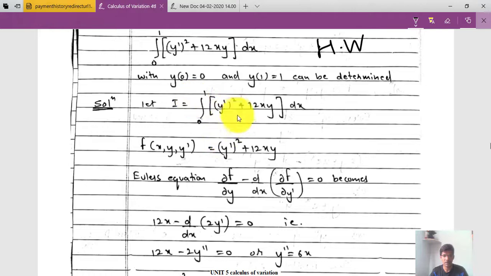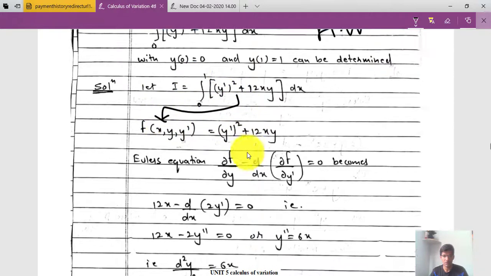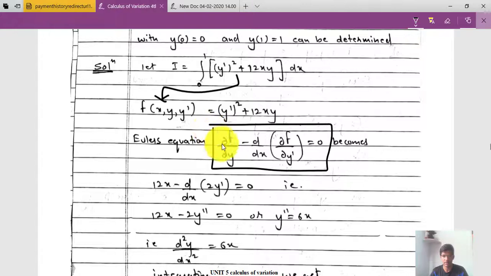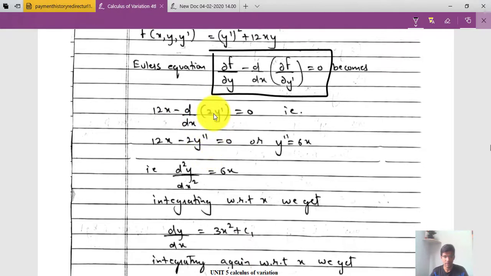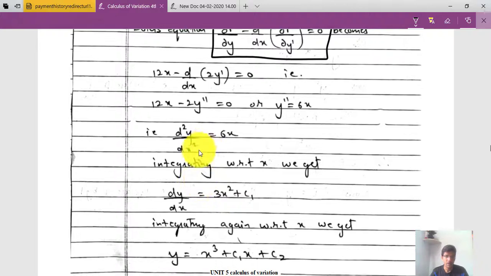That is, I is equal to this, and this turns out to be a functional. Then take Euler's equation. Differentiate with respect to y, d by dx of dou f by dou y, partially differentiating this given function. So this turns out to be 2y, and 12x here, that is 2, so d square y by dx square equals 6x. Therefore integrating this equation with respect to x, I get dy by dx equals 3x square plus c1, that is a constant.